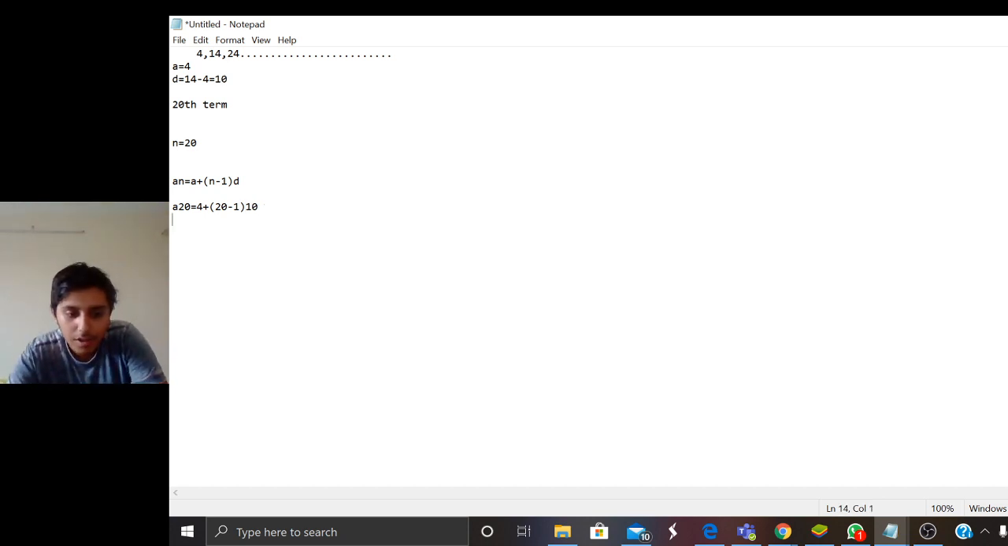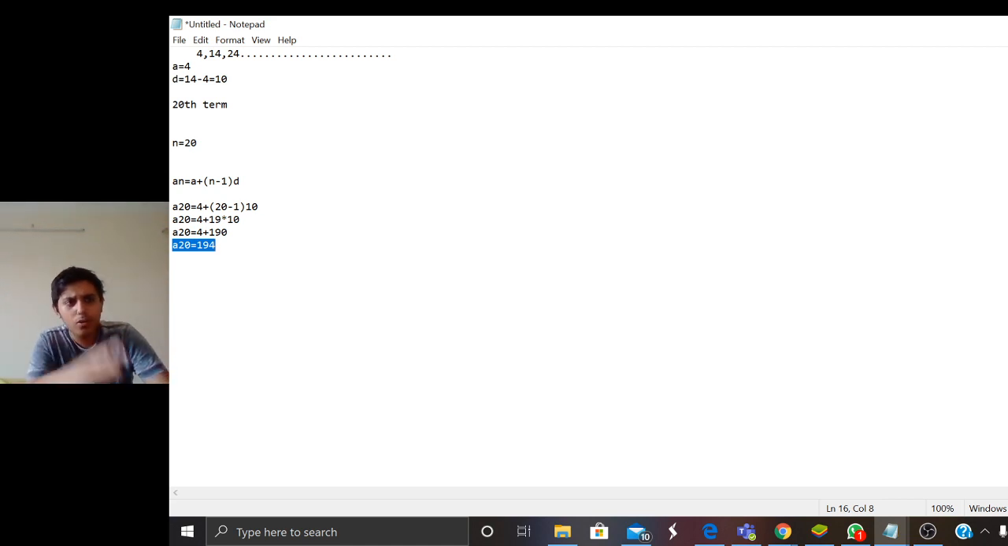Now what do we have? a20 is equal to 4 plus 19 into 10. Now what do we have? a20 is equal to 4 plus 190, because 19 into 10 is 190, right? And we get the value of a20, which is the 20th term, as 194. This is going to be our final answer, guys.